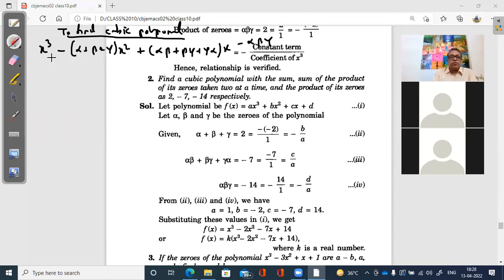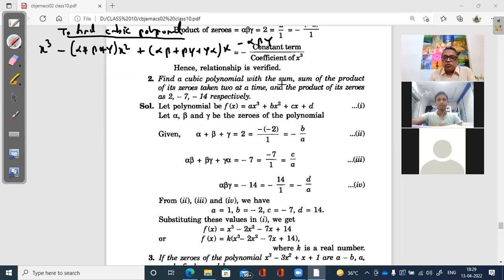So ये formula आपको लिखना है कहीं पे, x cube minus sum, that is alpha plus beta plus gamma outside the bracket x square plus sum of the products taken 2 at a time. So alpha beta, beta gamma, gamma alpha, x minus alpha beta gamma.